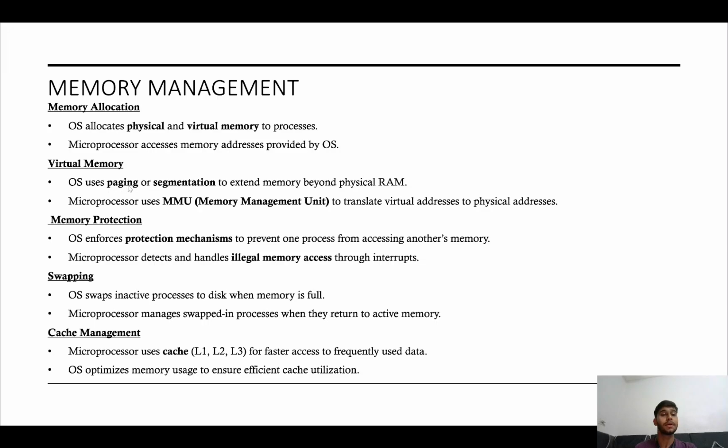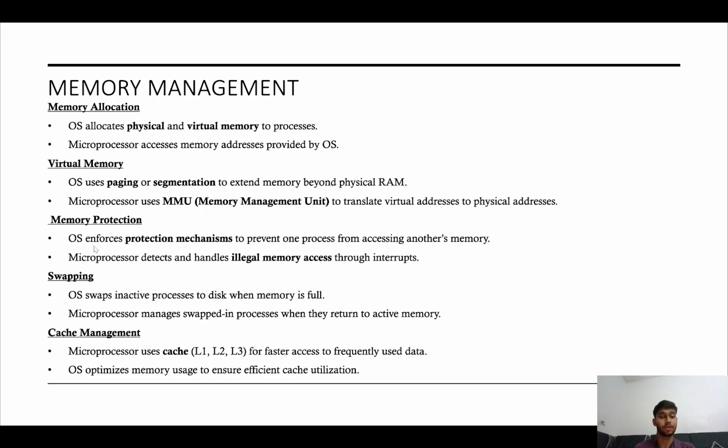Virtual memory. OS uses paging or segmentation to extend memory beyond physical RAM. Microprocessor uses MMU, memory management unit, to translate virtual addresses to physical addresses. Here, in this concept, the OS creates a part or a segment in the secondary memory and uses that part as a part of its extended RAM, and this enhances the fetching and faster management of the different multiple tasks. Microprocessor uses MMU to fetch those virtual addresses and execute them into the various physical addresses and store it on the physical devices.